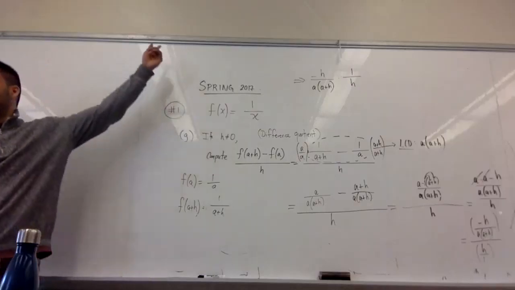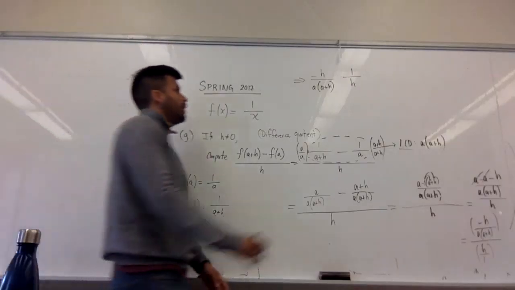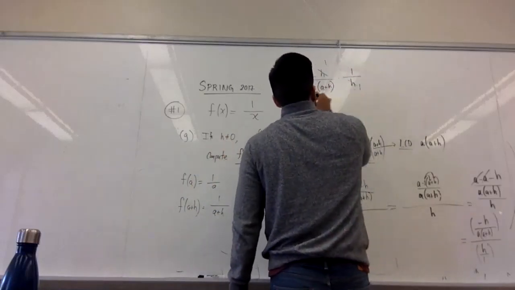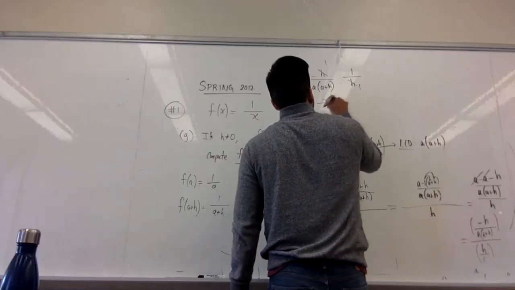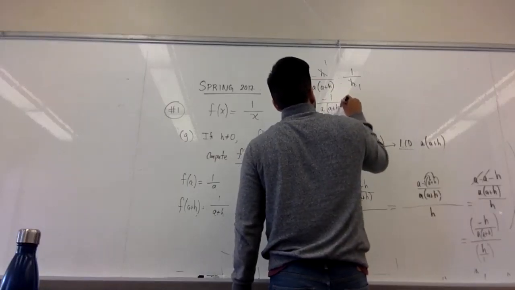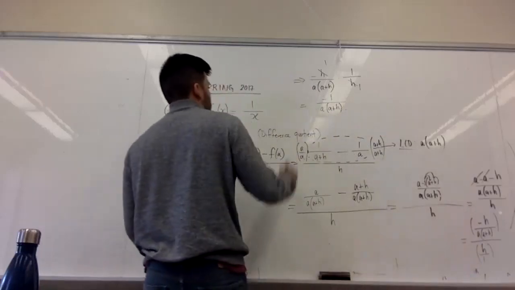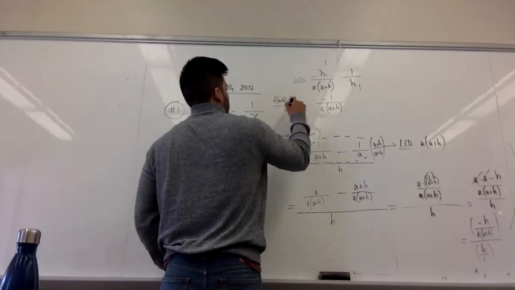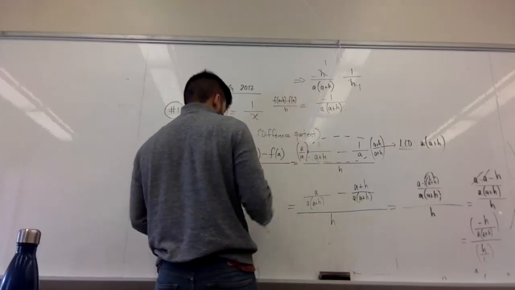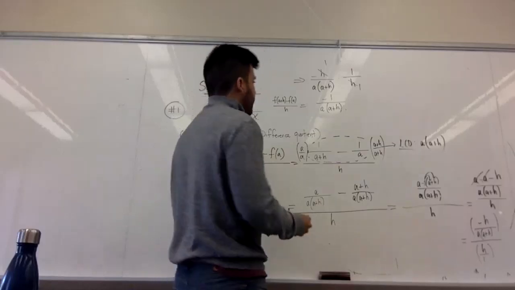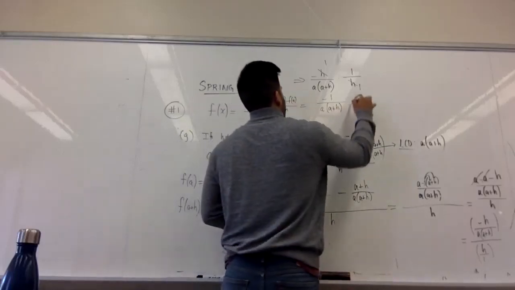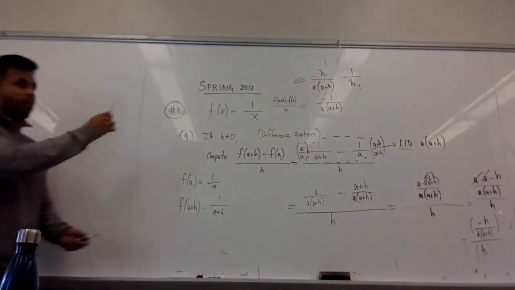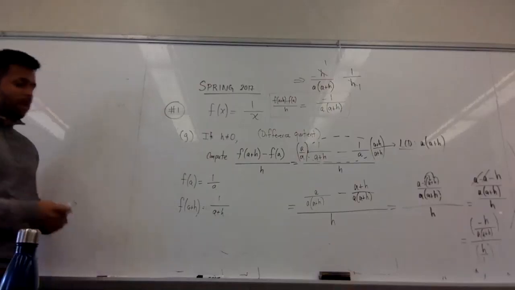And what's the nice thing that happens here? You cancel the h's because the h is not 0. So I can do this. No problem, this becomes a 1. No problem, this becomes a 1. And what's my final answer? Negative 1 over a times a plus h. This is my difference quotient. So this is f of a plus h minus f of a over h. It's this guy here. So my final answer is negative 1 over a times a plus h. That's my difference quotient.